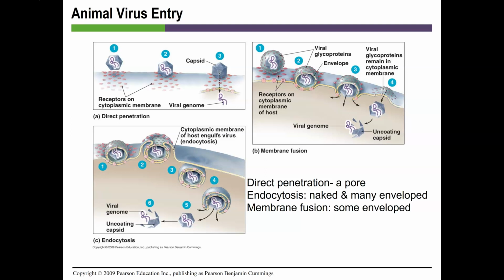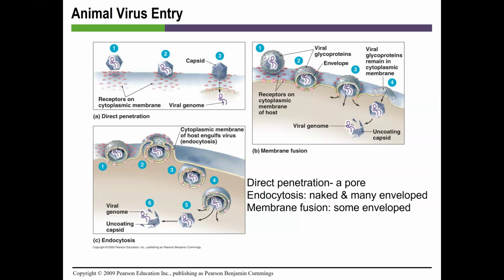The third mechanism of animal virus entry is membrane fusion. That's very specific to enveloped viruses. Some of the enveloped viruses use this mechanism. Fusion is when the two membranes, the envelope membrane of the virus and the cell membrane, are brought into very close proximity so they actually fuse together. It's similar to when you gently push two soap bubbles together and they fuse into a larger bubble.